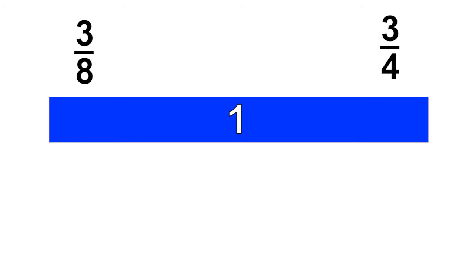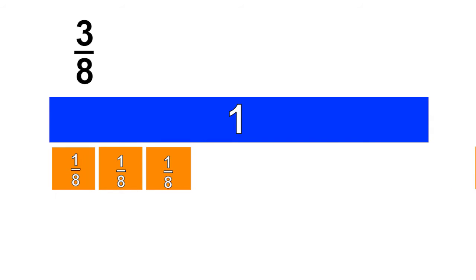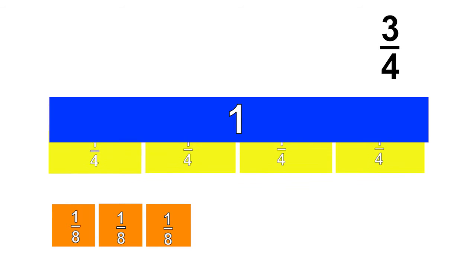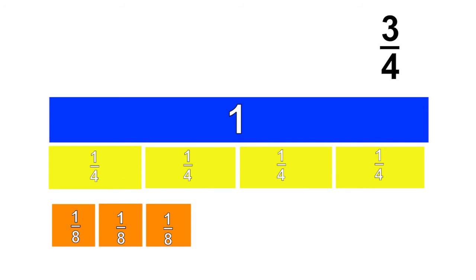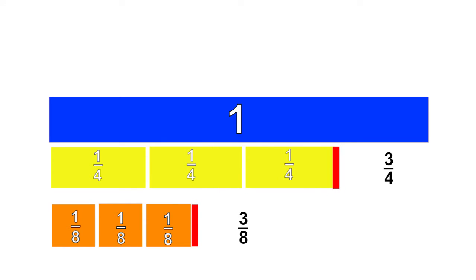Here is one whole. First we have the fraction 3/8. The denominator of 8 tells us that the whole has been divided into 8 equal pieces. The numerator of 3 tells me we have 3 pieces. Now let's look at 3/4. The denominator is 4, which means our whole has been divided into 4 equal pieces. The numerator is 3, which means we have 3 pieces. What do we notice? 3/4 is greater or larger than 3/8.